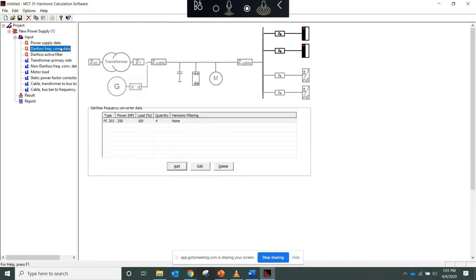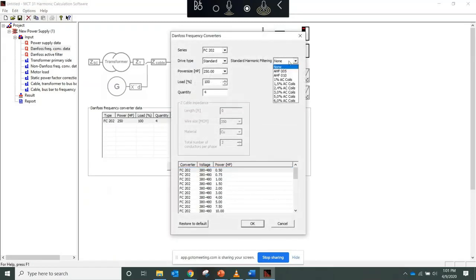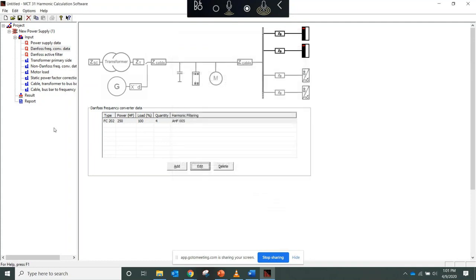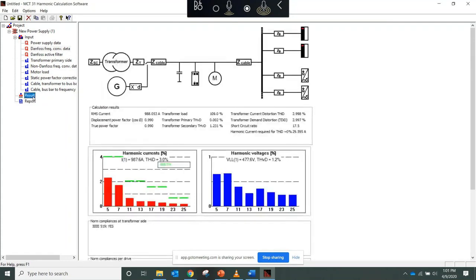You come back up to the frequency converter data, edit it, add a passive harmonic filter. Okay. Back to result. Voltage distortion 1.2, current distortion 3. I'd still be concerned about 109% transformer loading. That would be something you might want to consider and look at your overall system.